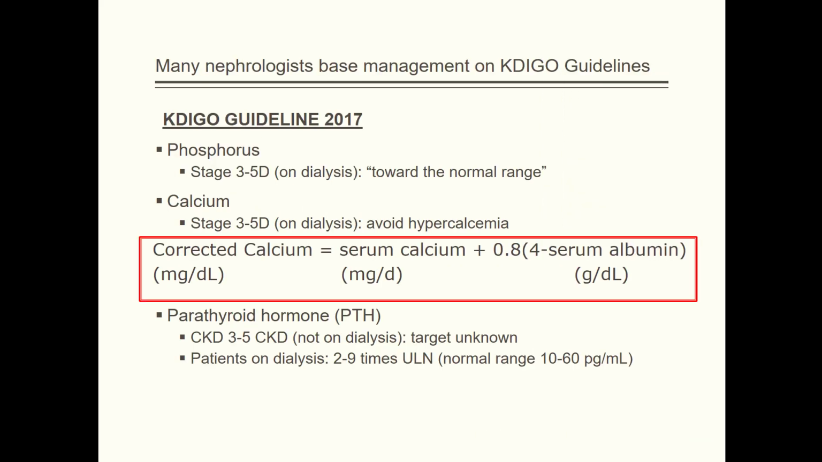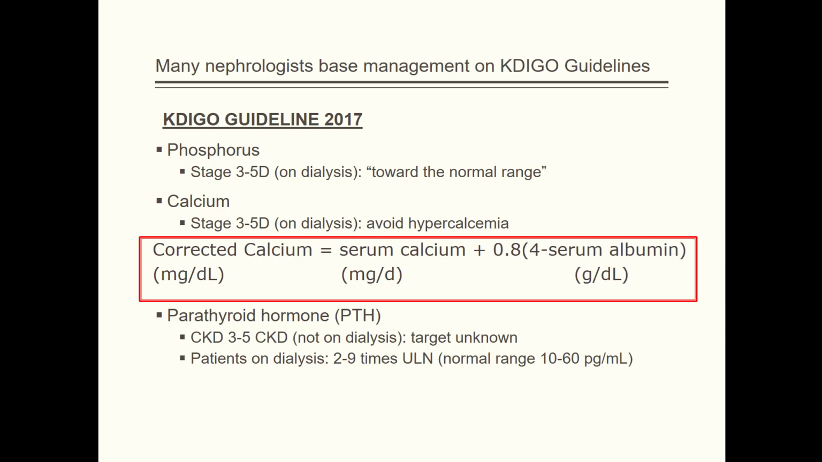Many nephrologists base management on KDIGO guidelines. CKD MVD KDIGO guideline was updated in 2017. What it stated is that for phosphorus stage 3 to 5D, D standing for dialysis, their goal is towards the normal range. Calcium for stage 3 to 5D, they said the goal would be avoiding hypercalcemia.